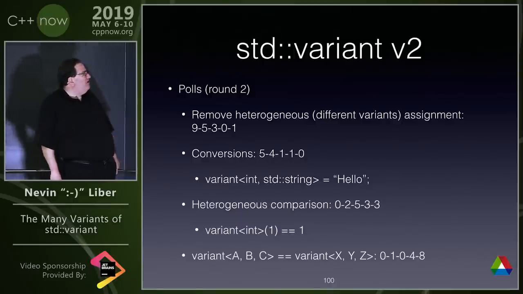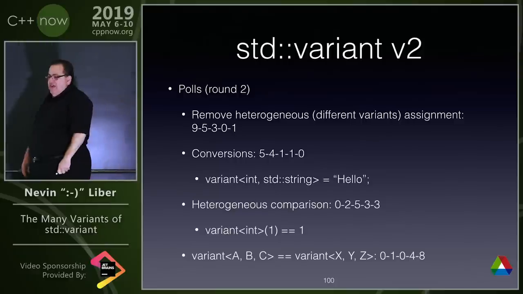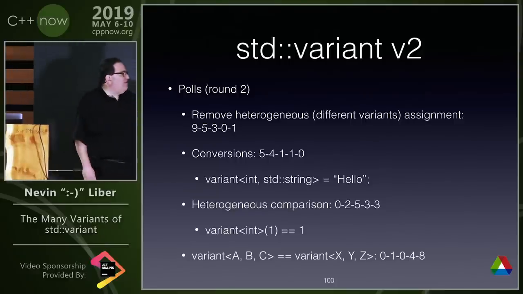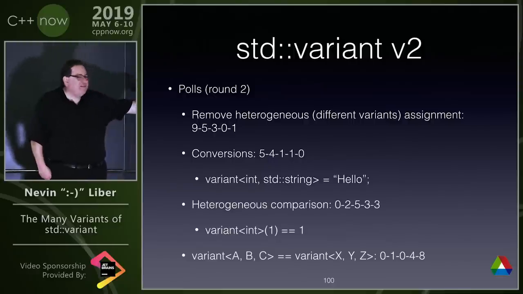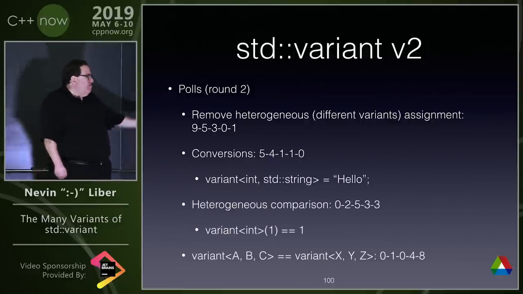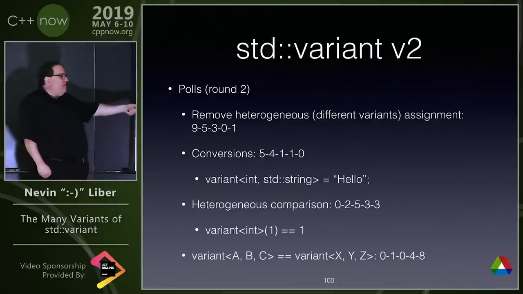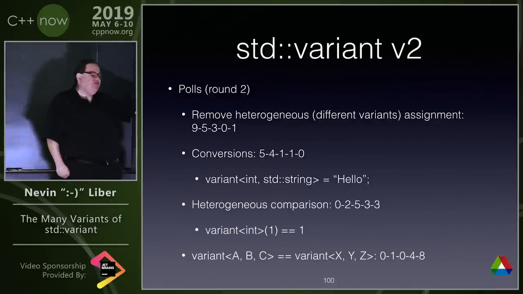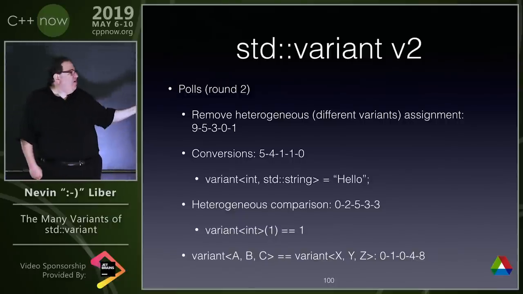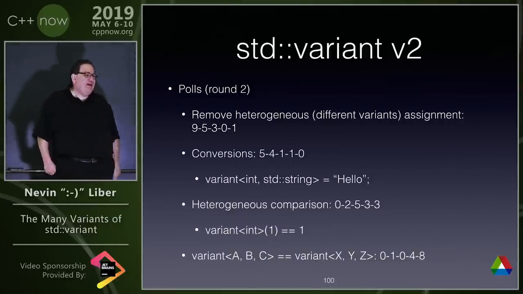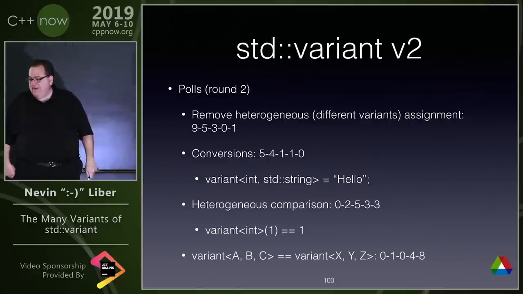So, should we remove heterogeneous assignment? Yeah, let's get rid of it. Should we allow conversions? This is kind of a usability thing. If you have a variant of int and string, and you assign a const char array, which will decay to a const char pointer, you want to allow that because it's only convertible to one of them. Otherwise, you have to wrap it in std::string every time, and that's painful. This does increase compile time, but we believed it was worth it.